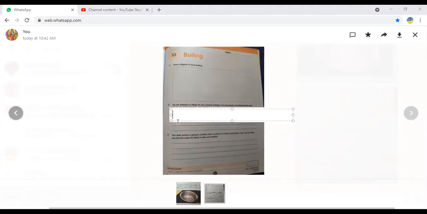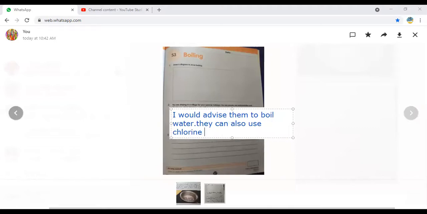I would advise them to boil water. They can also use chlorine tablets to get clean drinking water. To get clean drinking water, they can use the boiling method or chlorine tablets also. Right, this is about the second question.